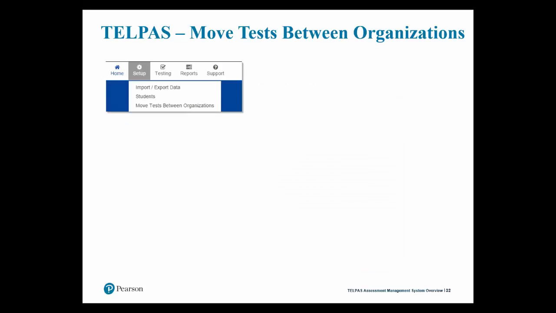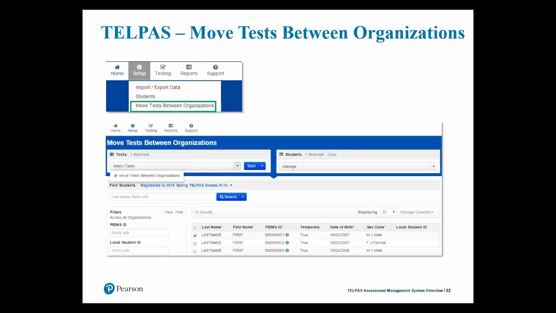Next here is moving tests between organizations. You'll be able to do that by going to Setup and then selecting the task to move tests between organizations. You're going to search for the student, and remember you can search throughout the entire state. You'll select the checkbox next to that student's name, and up on the task drop-down, you'll select to move tests between organizations, and then Start.